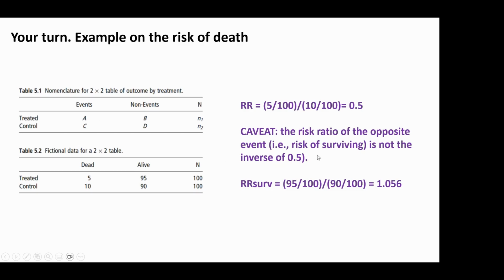If you were to calculate the opposite way, the risk of surviving is not the inverse of 0.5. So it's not 1 over 0.5. If you apply the formula, you will see it is 1.056.